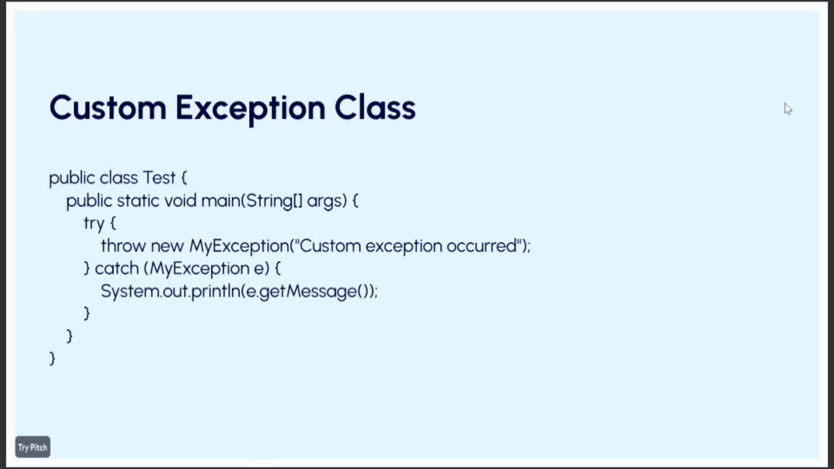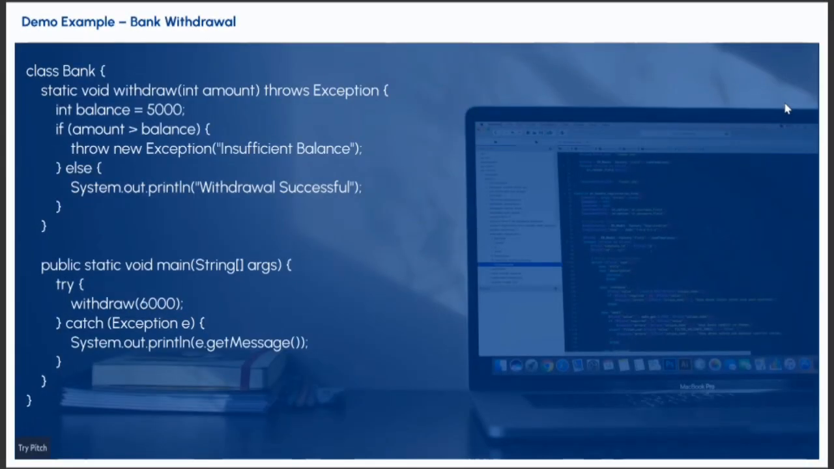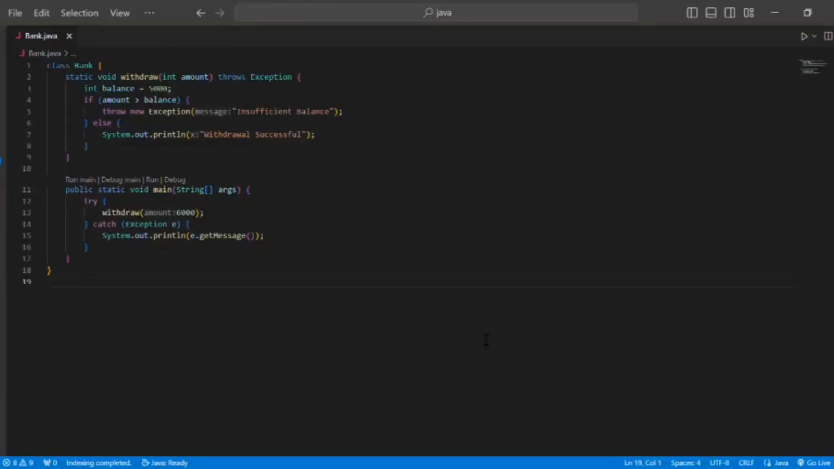To wrap things up, let's look at a real-life example of exception handling. Imagine we have a bank application where users can withdraw money from their account. If the requested amount exceeds the balance, we need to throw an exception. In this example, if a user tries to withdraw more than the available balance, the program throws an exception saying insufficient balance. So let's move to the compiler to run the above program.